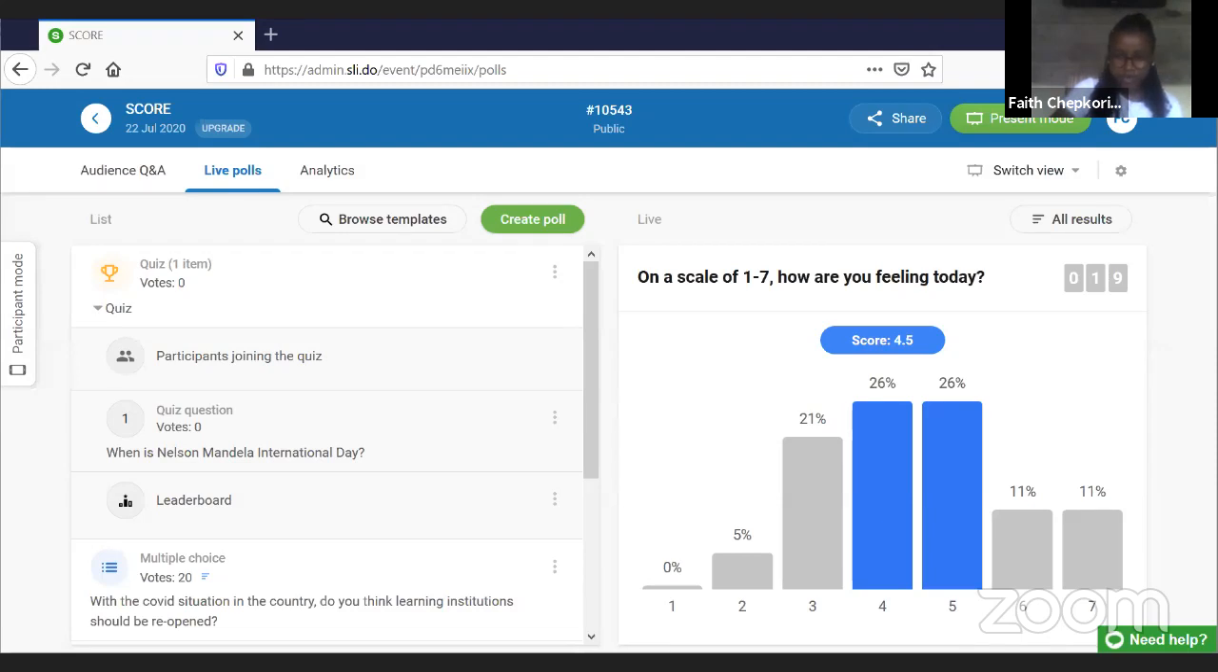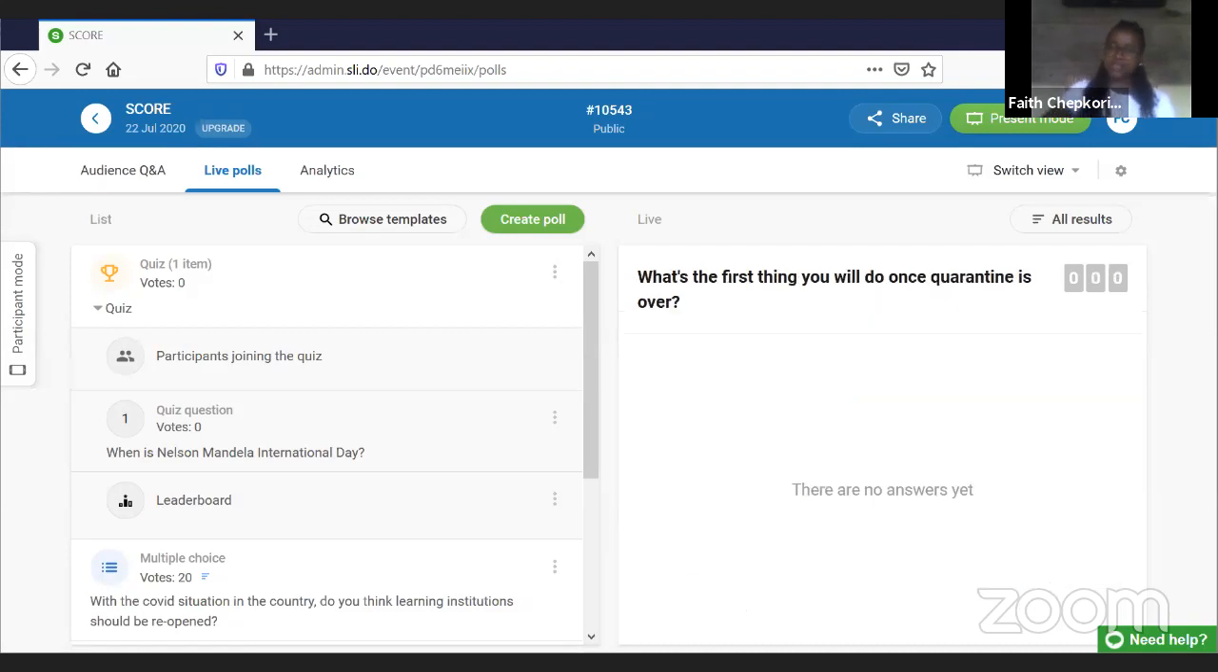And then we go to the third one. And the last one, what's the first thing that you will do once quarantine is over? Just type one word. What's the first thing you will do once quarantine is over?